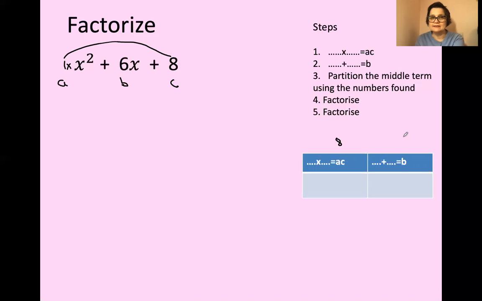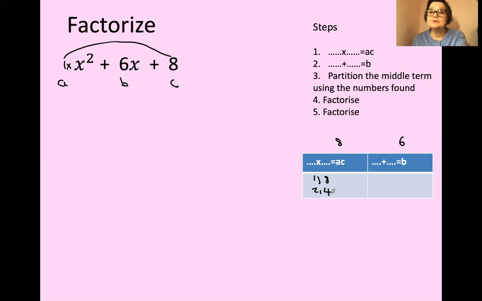And B is 6. So I drew a little table here for you so that you can write what you need under each column of the table, and you slowly understand how to factorize. So we need two numbers. One number times another number equals AC. So we need actually the factors of 8. And we know the factors of 8 are 1 and 8, and the next ones would be 2 and 4.